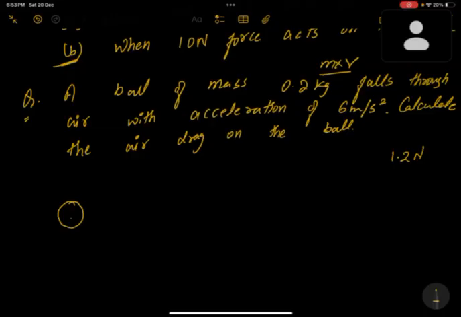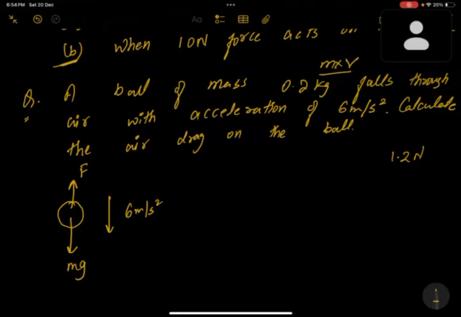So first of all, there is mg applying on this. So the mass, let's say, we write mg here, and the air drag. If we drop the ball, the air drag will be upwards. Let's say I name the air drag as f. And in the question, it is given that there is an acceleration downwards. It is 6 meter per second square.